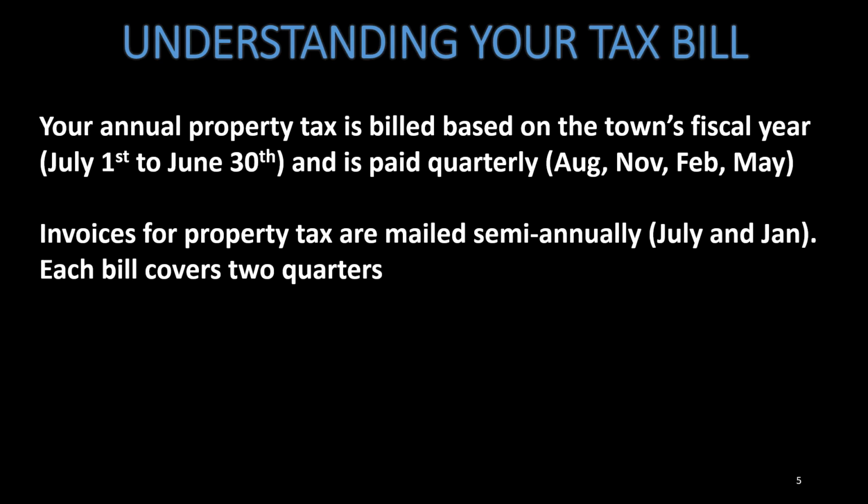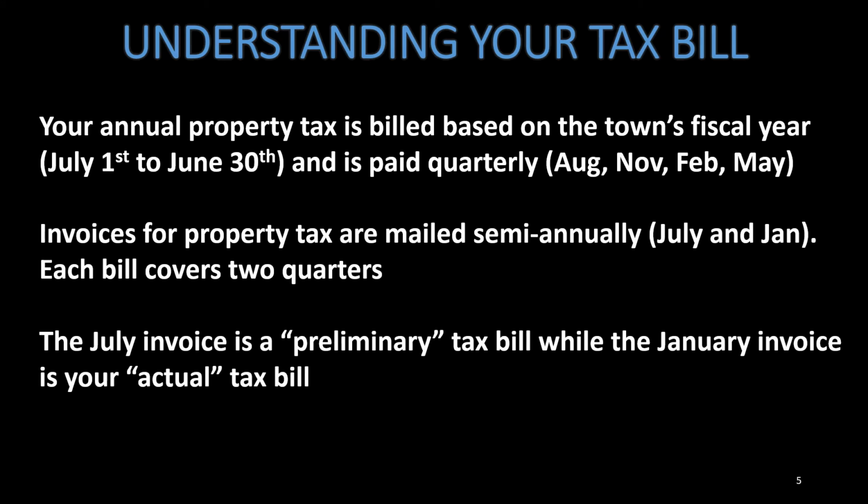Invoices for your property tax are mailed to you twice a year, semi-annually, in July and in January. Each bill you receive covers 2 quarters. So the July bill that you receive is for the August and November payments, and then the January bill you receive is for the February and May payments. The July invoice is called a preliminary tax bill, while the January invoice is your actual tax bill.